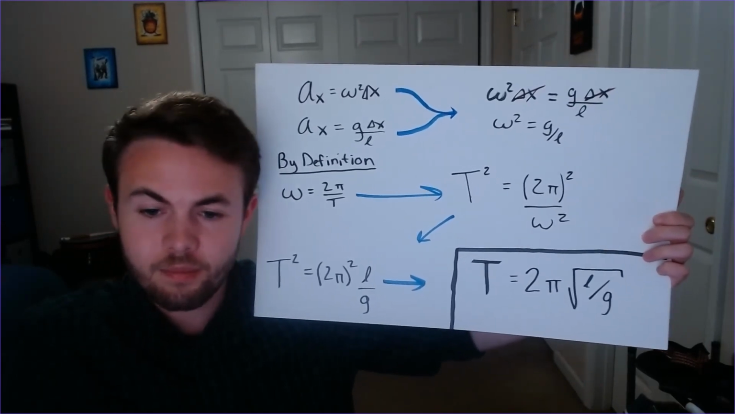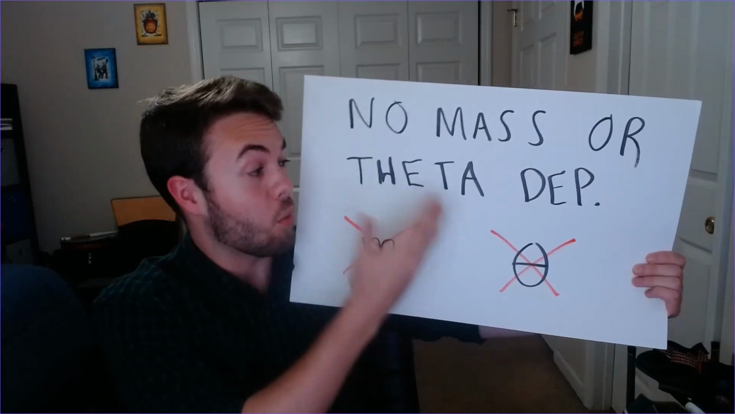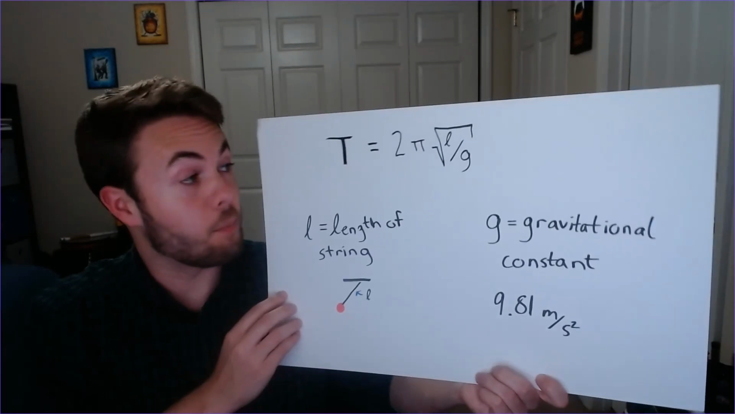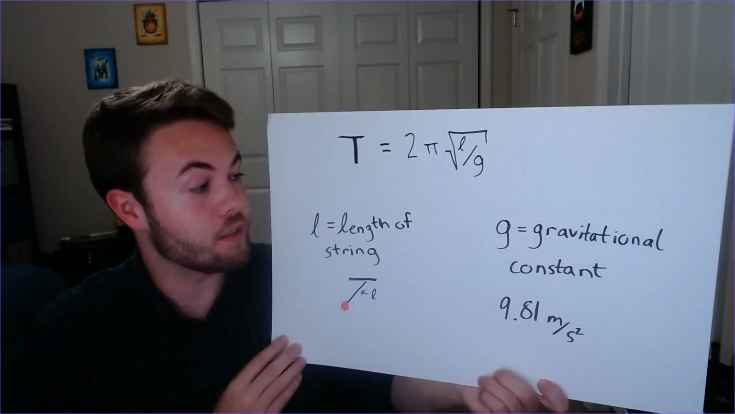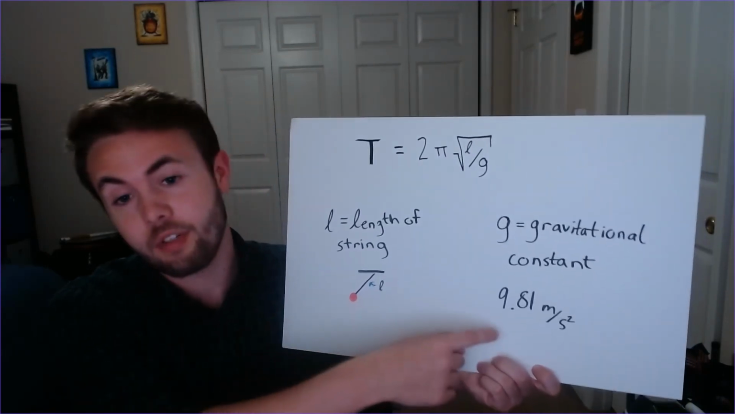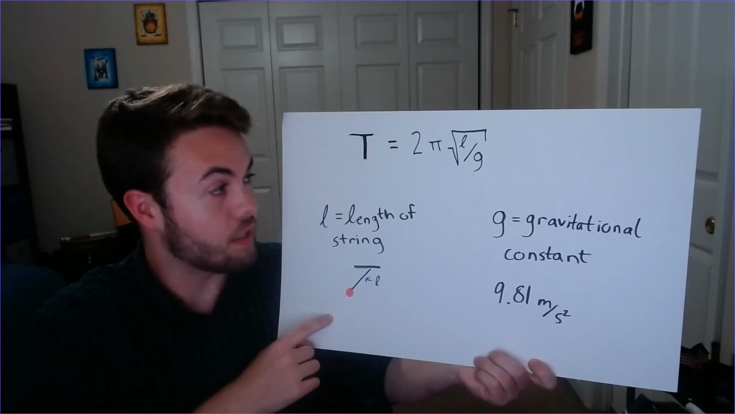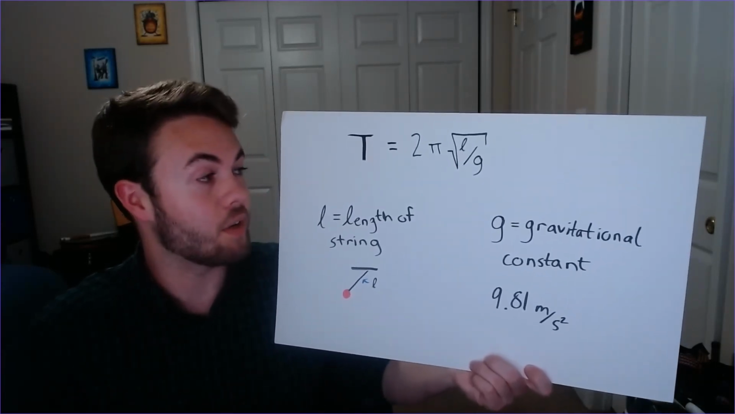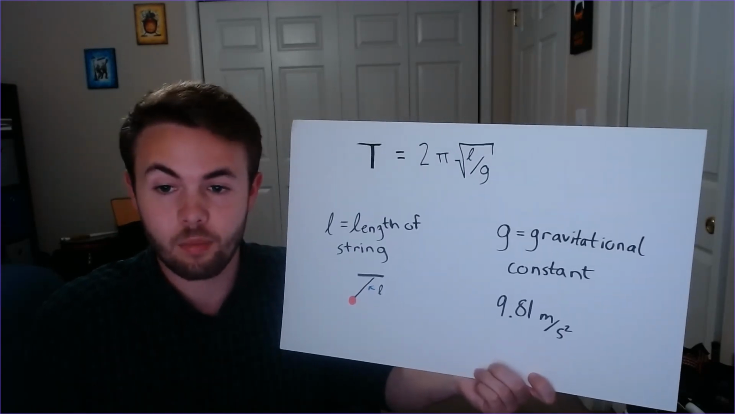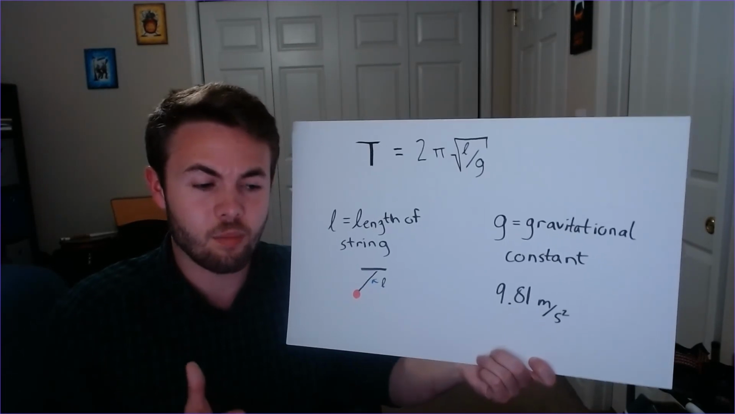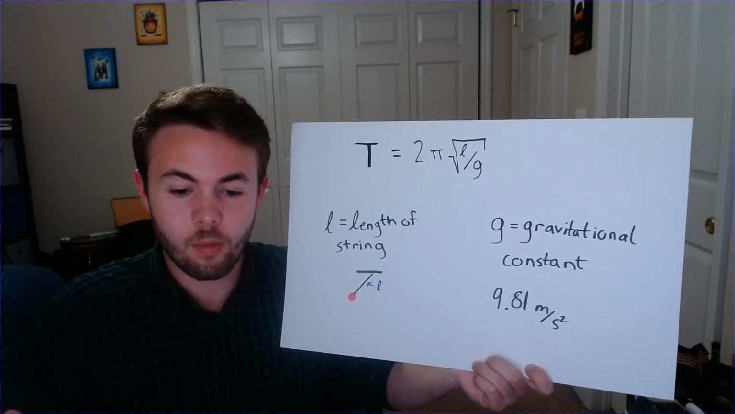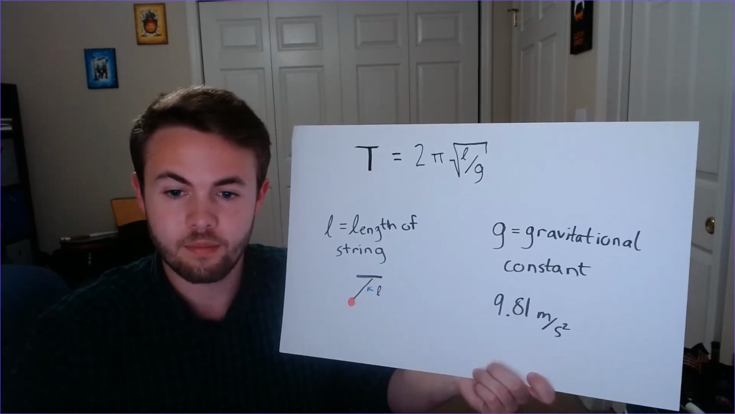But what does that mean? That means that we don't have a mass or theta dependence for our period, which is crazy to me if you think about it. The period is equal to 2 pi square root of L over g. That means that the only two things that can affect the period are the length of the string and the gravitational constant. If you increase the length, you would increase the period. And if you increase the gravitational constant, you would decrease the period. That means that if you change the mass on the string, or if you change the initial angle of let go, within the small approximation region, it would not affect it much at all.